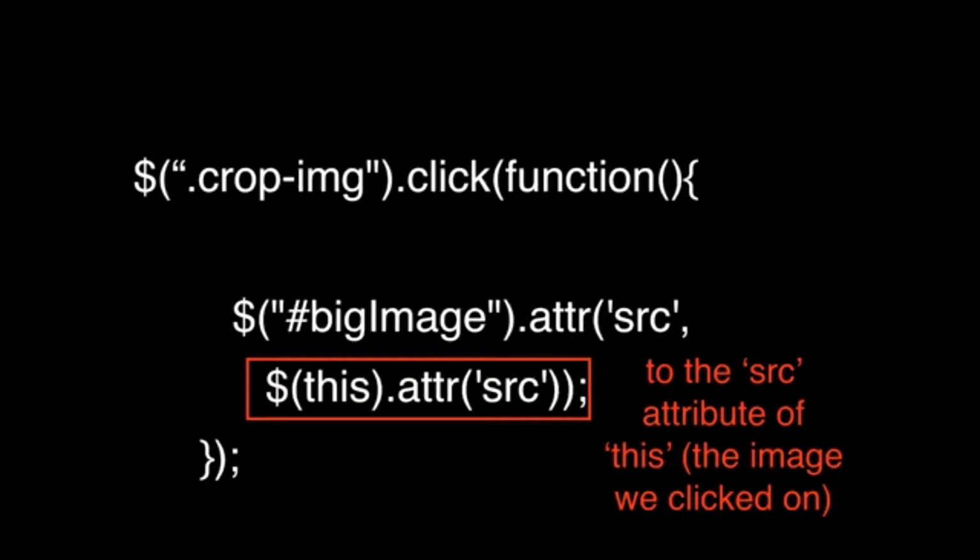And this code is doing a bunch of those things. First off, it's using the same attr function, the attribute function of jQuery, instead of to set the attribute, to get the attribute. So we're doing attr source. And then we're doing it to an object called this. So instead of passing in a class selector or an ID selector, we've got this thing, this. What exactly is that?